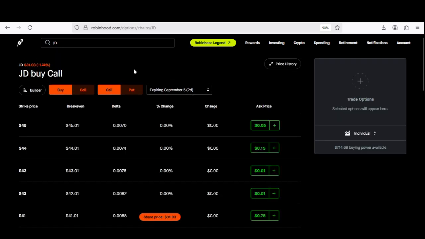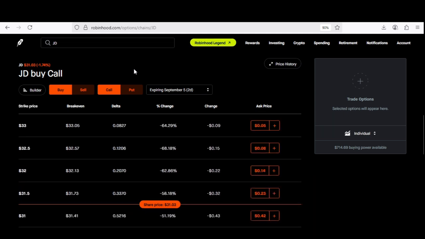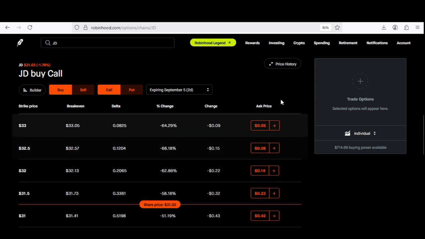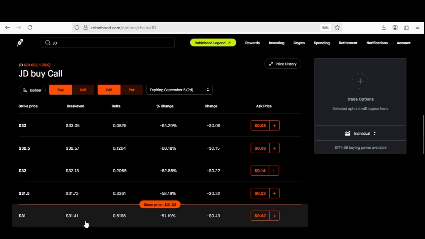Now we have opened up what's known as our options chain. Our option chain is all this information down here that gives us enough information in order for us to go ahead and make a very informed decision on whatever option strategy that we want to implement.